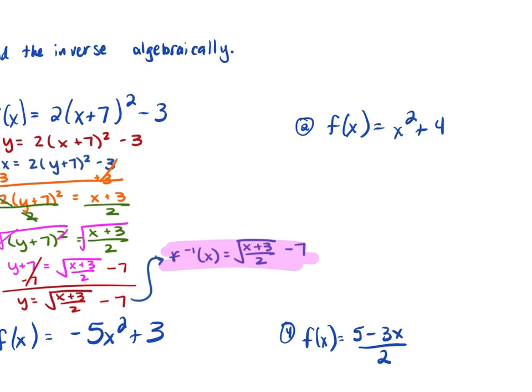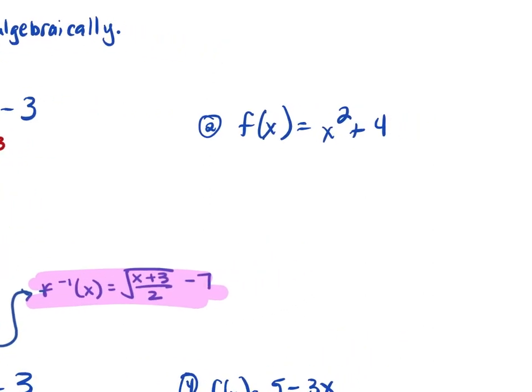For example 2, we have f of x is equal to x squared plus 4. So again, we're going to change the f of x to be y. So y is equal to x squared plus 4. We switch x and y, so this becomes x is equal to y squared plus 4. Now we solve for y.